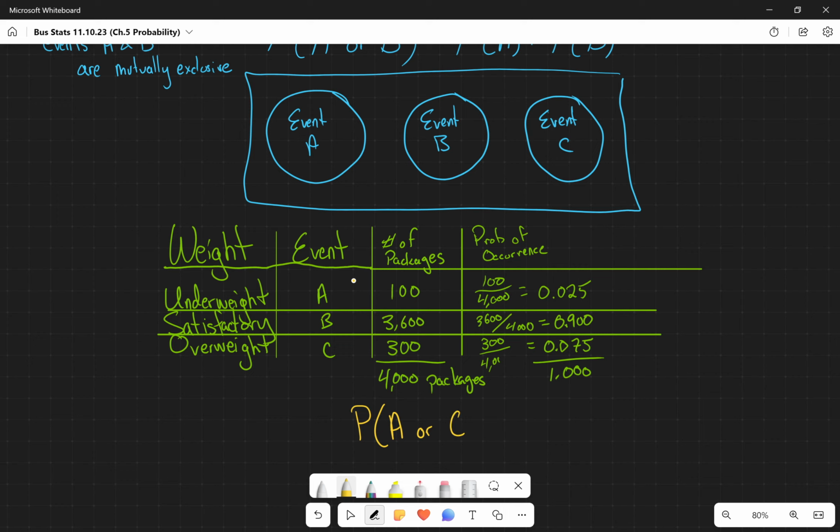or C happening. And so in order to calculate this, since they are mutually exclusive, a bag cannot be satisfactory and underweight. A bag cannot be underweight and overweight. A bag cannot be satisfactory and overweight, right? They're all mutually exclusive. The Venn diagrams do not overlap in terms of these three events. And so we're going to use our special rule of addition, and we're just going to add the probability of A to the probability of C in order to get our probability of A or C.